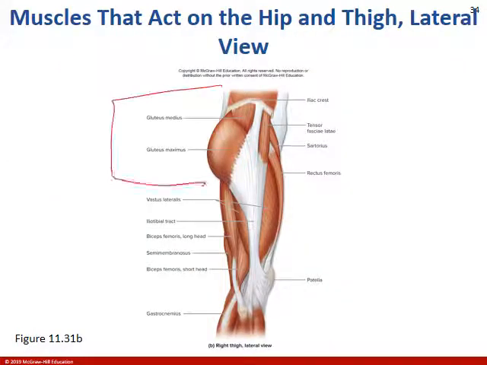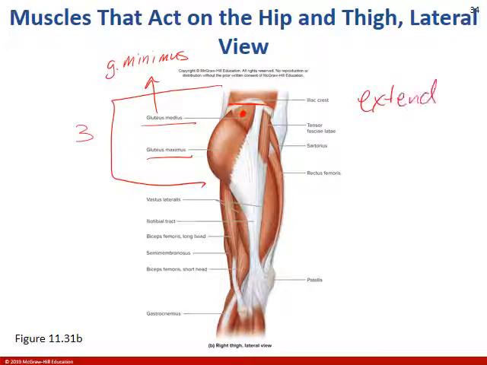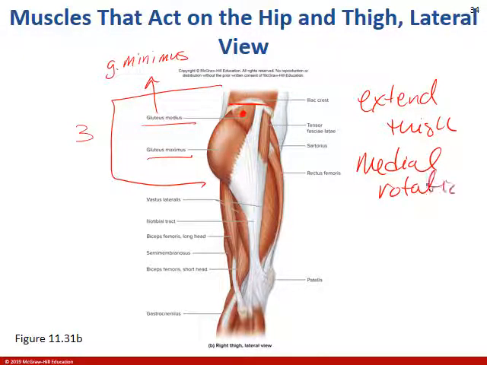Now we move on to the posterior hip area, and we look at the 3 gluteal muscles. There's only 2 listed here, but there are 3. Deep to the gluteus medius is the gluteus minimus. All 3 of these muscles are going to help us extend the thigh. They're going to help us with medial rotation, and they're also going to help us with abduction.